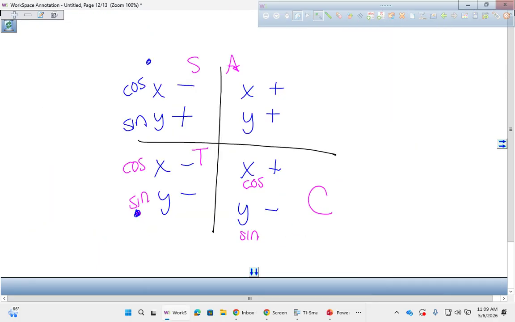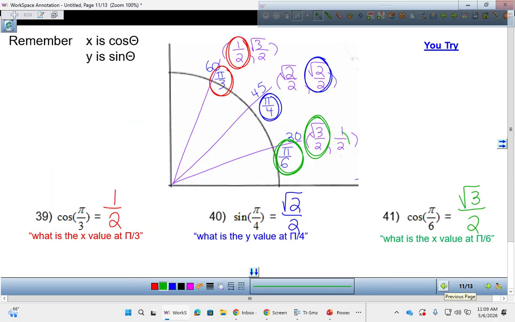Obviously, that is a lot harder than this if it's in quadrant 1. But that was true about last unit too. If it was in quadrant 1, reference and standard were the same thing. We didn't have to do any work. All the other quadrants, we had to do work. So we're doing work in other quadrants here too.